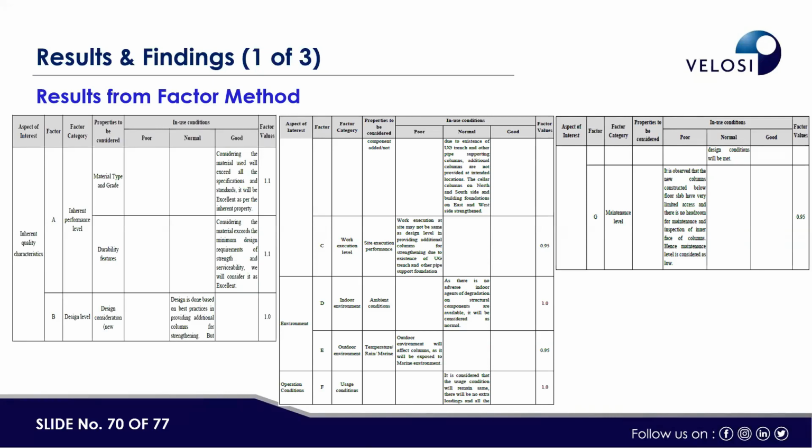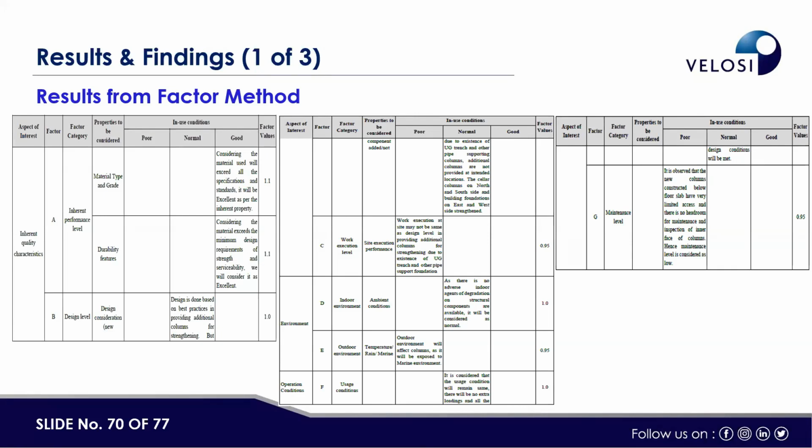Then environmental, we have indoor environment and outdoor environment. So ambient condition, how it is governing the assignment of factors. Then temperature or rain or marine factors will be considered in properties for factor category for the outdoor environment. Then usage conditions and maintenance levels will also be shown in the table. And correspondingly, in use conditions, we have poor, normal, and good conditions. Based on these three categories, we will assign the factors.